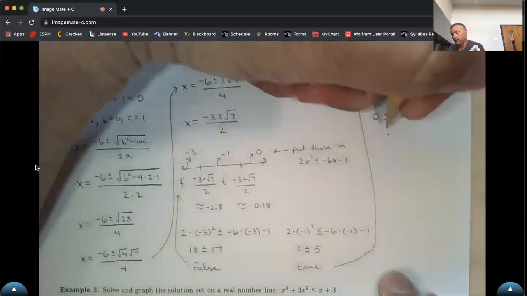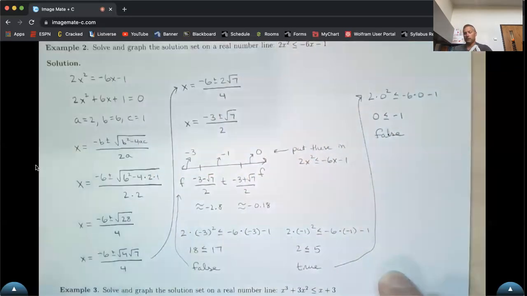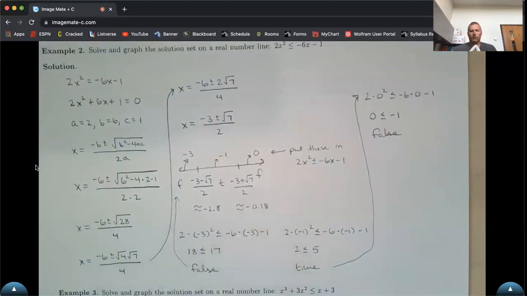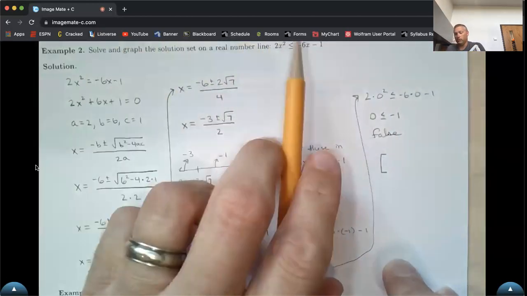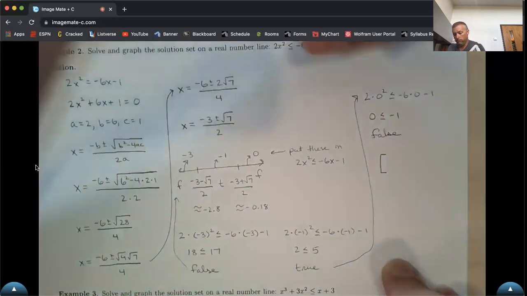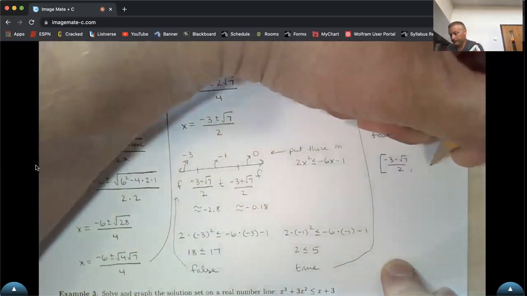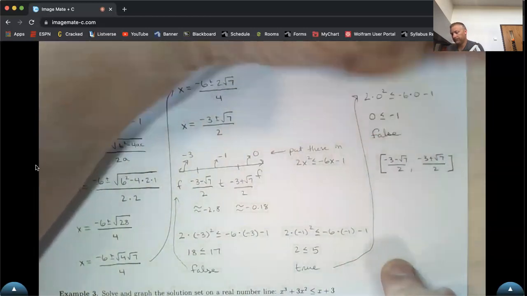0 is not less than or equal to -1. That is, this is false. So I'll put a little f here for false. So we see that the one interval on which this inequality is true is between the roots of the equation. So my solution set then, bracket, because of the or equal to, -3 minus square root 7 over 2 to -3 plus square root 7 over 2.